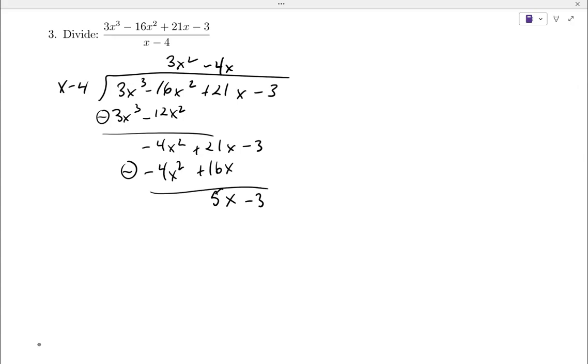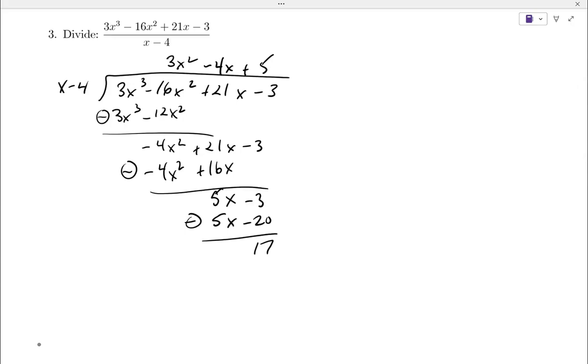Almost done, right? What do we need to do now? Yeah, look at the 5x and the x. So what do we need to multiply by in that case? 5. Multiply by our 5. And subtract, and we get 17. Right? So that's our remainder.